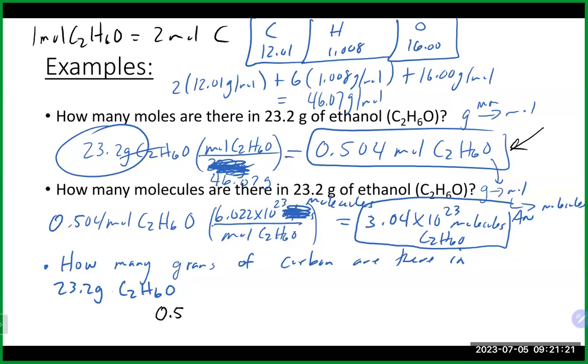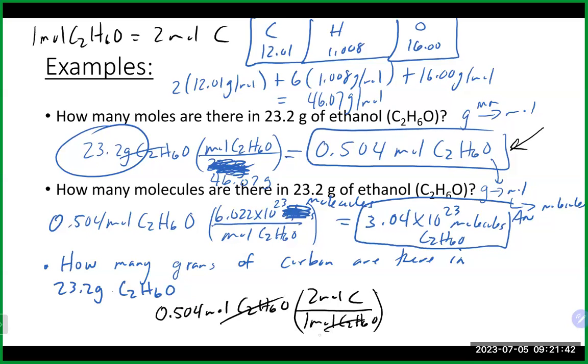But 0.504 moles of the entire thing, using the formula to take us to carbon. Again, 1 mole of the entire thing gets us 2 moles of just carbon. If I stopped at this point, I would be in units of moles of carbon, which is close to what I want, but I do want grams. So I do need to use the molar mass here. I should use the molar mass of just carbon, right? At this point, not the entire compound, because obviously we're just talking about carbon.